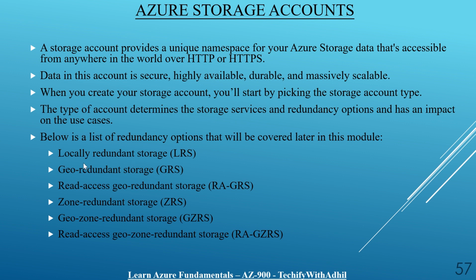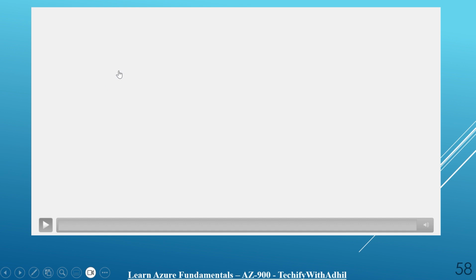Now let us see what the types are. Locally redundant storage, LRS; geo redundant storage, GRS; read access geo redundant storage, RA-GRS; zone redundant storage, ZRS; geo zone redundant storage, GZRS; and read access geo zone redundant storage, RA-GZRS. So these are the 6 types of redundancy options available. Here we will see a video explaining about Azure Storage Account.